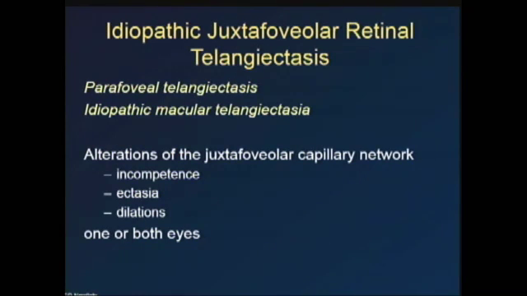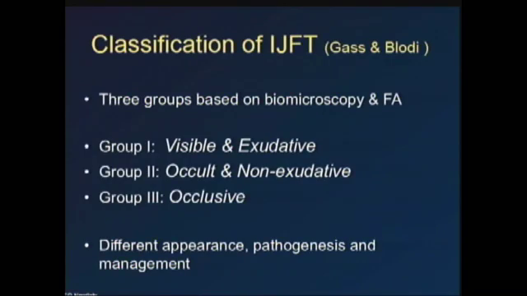So idiopathic juxtafoveolar retinal telangiectasis is the name that Dr. Donald Gass gave, but other people have called it differently, but it's basically the same thing. Some people have called it parafoveal telangiectasia or idiopathic macular telangiectasia. What it means is you have alterations of the capillary network around the fovea, either basically incompetence or dilations or ectasia, and it can happen in one or both eyes.